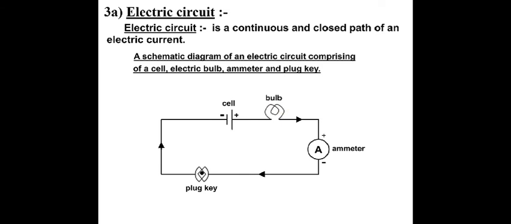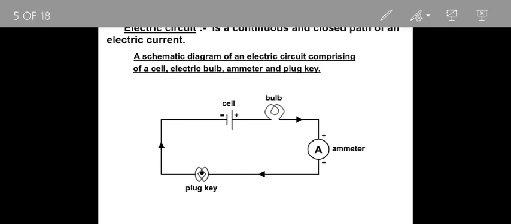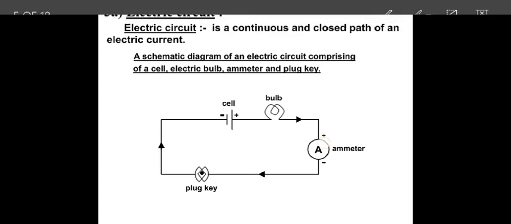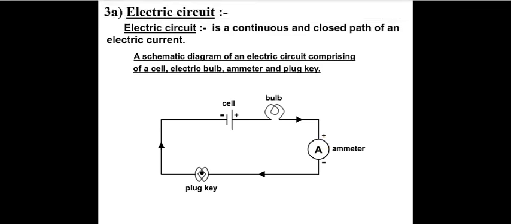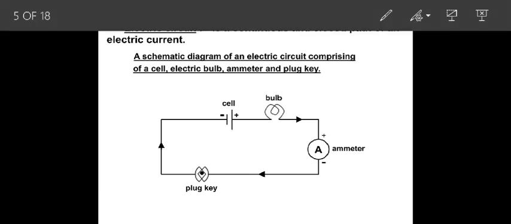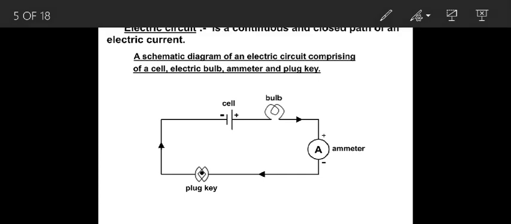Here W denotes the work done and Q denotes the charge. The unit of work done is joule, and you all know this. And charge, what is the unit of charge? That is the coulomb.